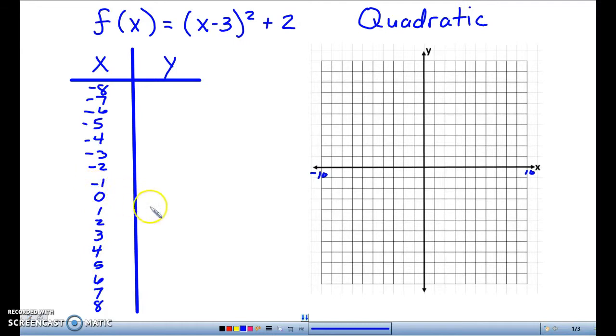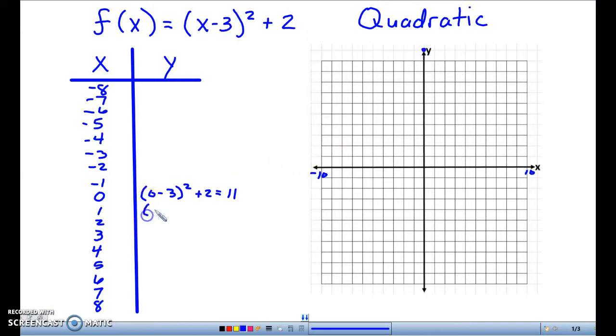Now, I like to start with 0. So I'm going to plug 0 in for x right here. So it's going to be 0 minus 3, square that, then take that answer and add 2. Well, 0 minus 3, here we use our order of operations, do what's inside the parentheses first. 0 minus 3 is -3. Now it says square it. That means take -3 times -3, that's +9. +9 plus 2 is 11. That's a little bit off the grid, but we can fudge it. So let's go over here. 0, 11. 1, 2, 3, 4, 5, 6, 7, 8, 9, 10, 11. Right there. Okay?